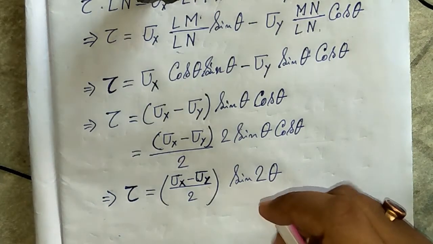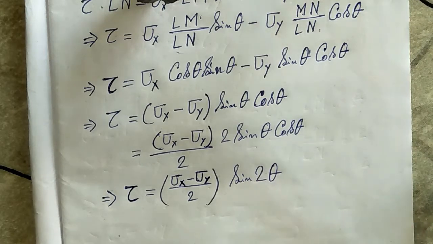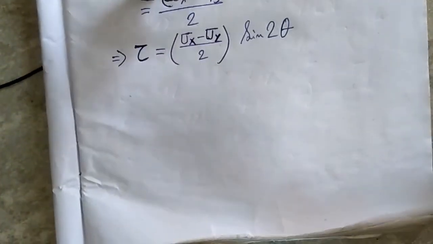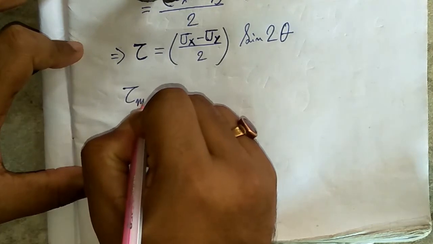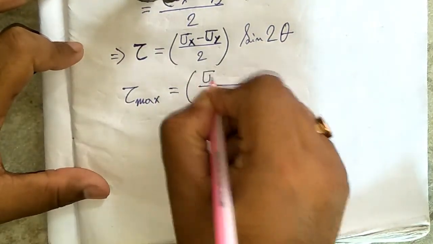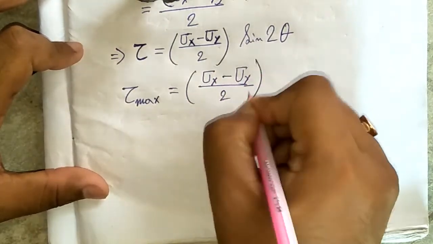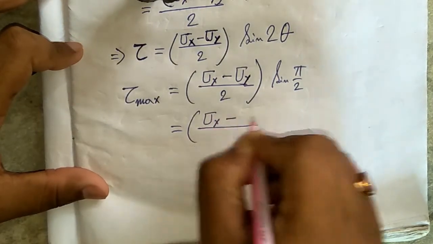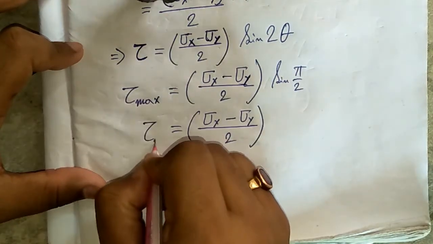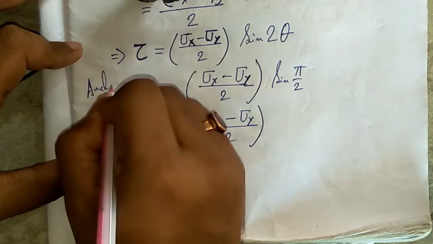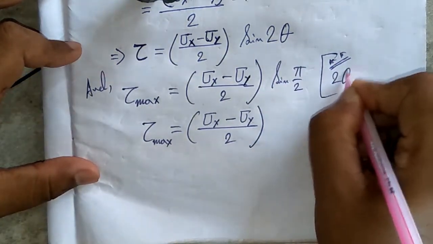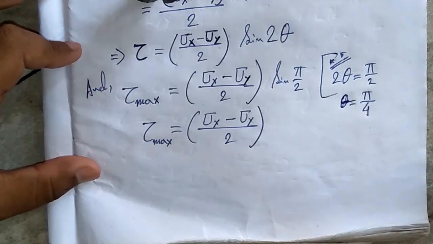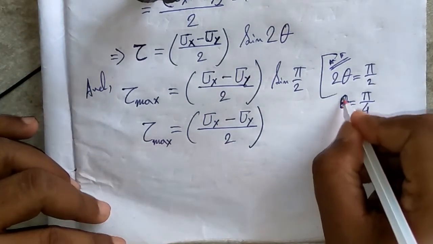The maximum value of shear stress occurs when sin 2 theta is maximum, that is, 2 theta is pi by 2 or theta is pi by 4. So tau max equals sigma x minus sigma y by 2 into sin pi by 2, or simply sigma x minus sigma y by 2. This is the value of tau max when 2 theta is pi by 2, that means theta equals pi by 4.